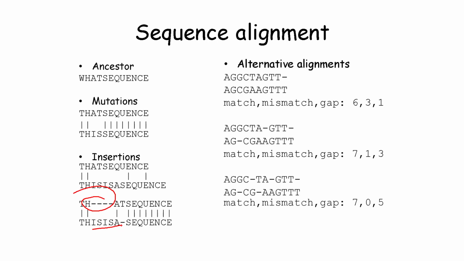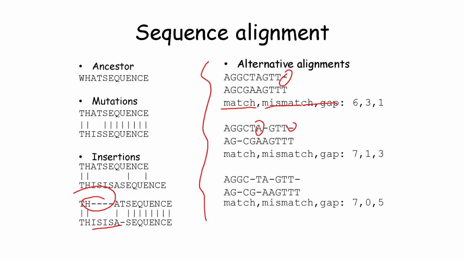Given two sequences, there are obviously many different ways we can align them, based on where we place these gaps. Here you see three different alignments of the same two sequences. Each alignment gives us a different number of matches, mismatches, and gaps. Which of these alignments is correct? The question is not easy to answer. We need to come up with a metric that tells us how good each alignment is.